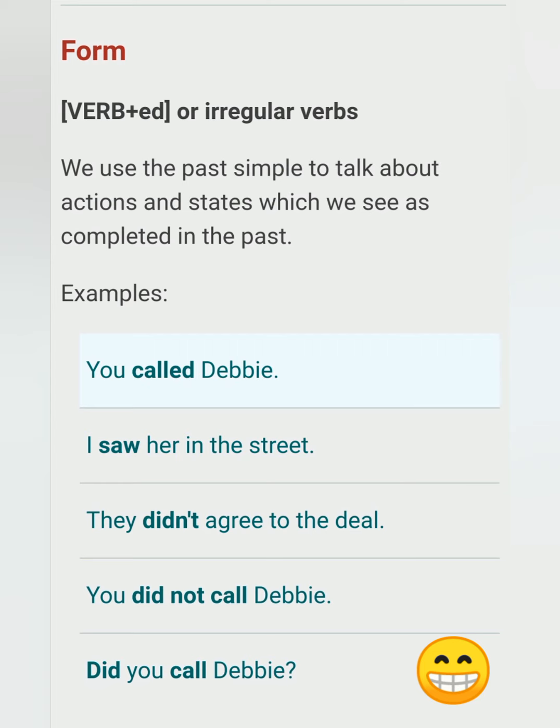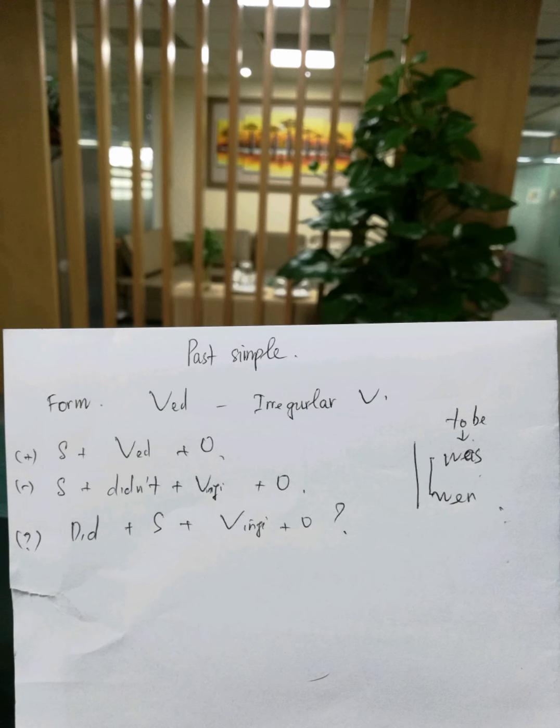Part 1, I will tell you the form of the past simple. I divide it into two kinds of verbs: verbs with ed and irregular verbs. With verbs with ed, I think we know about it. The positive form is subject, verb plus ed, and object. The negative form is subject, didn't, and infinitive.